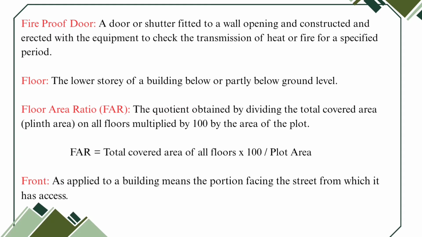Floor. The lower story of a building below or partly below the ground level is known as a floor. Floor area ratio, also known as FAR, the quotient obtained by dividing the total covered area, that is plinth area, on all the floors multiplied by 100 by the area of the plot. It is given in the formula like this: FAR is equal to total covered area of all the floors multiplied by 100 divided by the plot area.